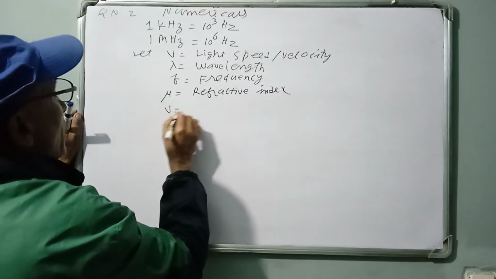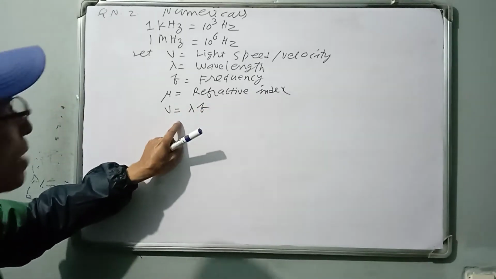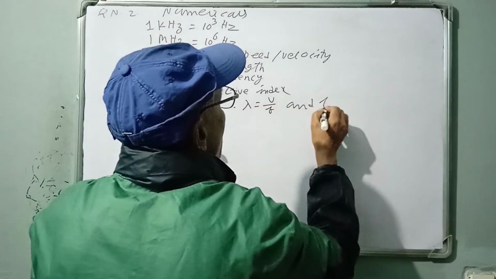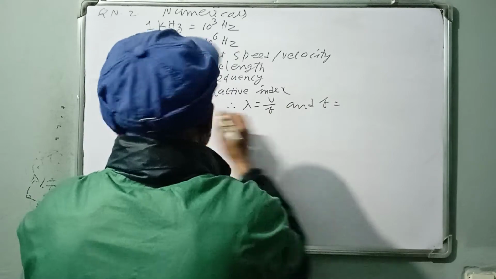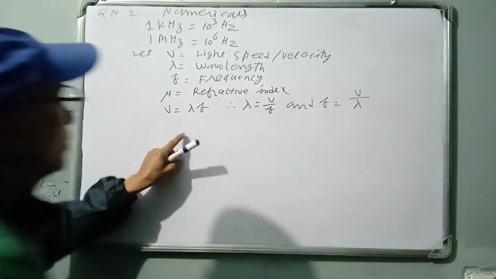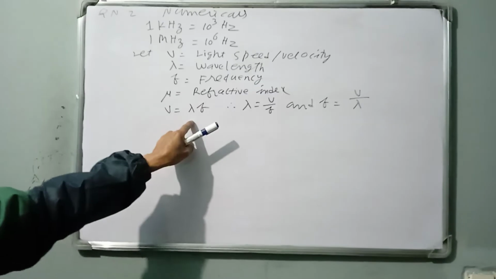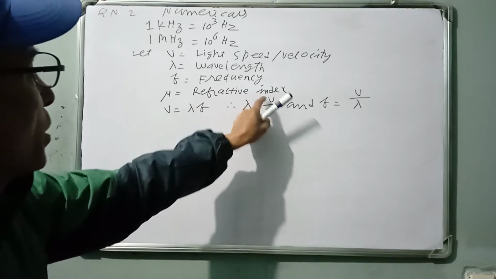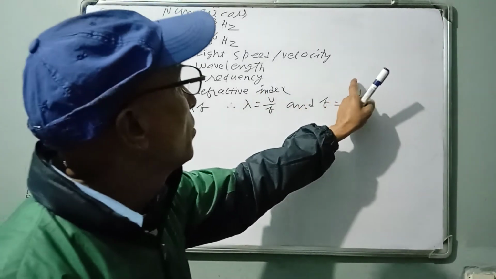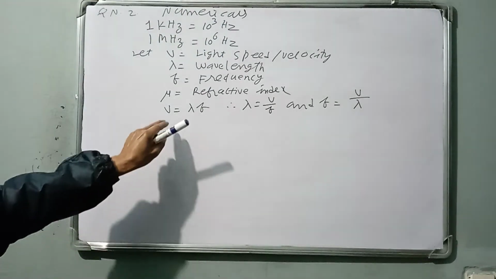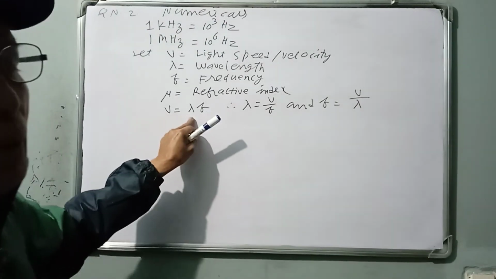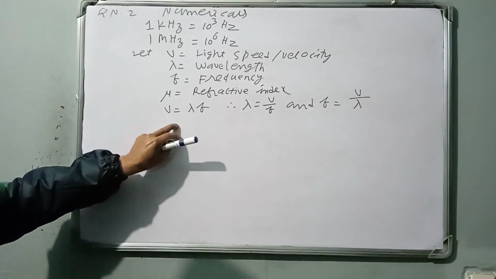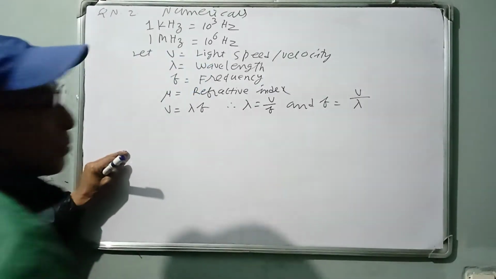First of all, V equals lambda f. Since V equals lambda f, we can easily write lambda equals V by f, and f equals V by lambda. Derived formula. This is the main formula: V, velocity, equals wavelength into frequency. So wavelength equals velocity by frequency, and frequency equals velocity by wavelength. The SI unit: velocity meter per second, wavelength meter, and frequency hertz, Hz. One formula. You can derive other formulas as well.